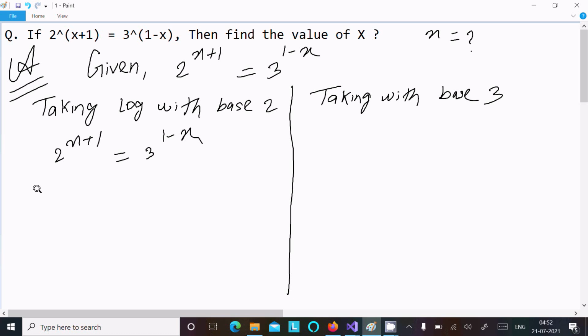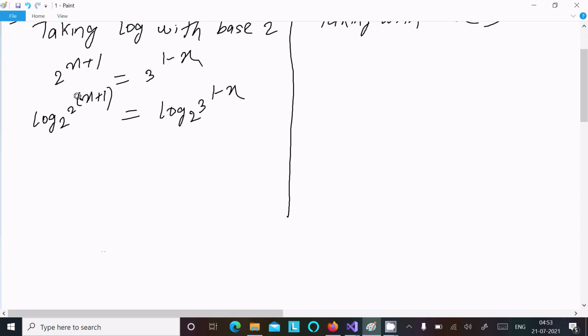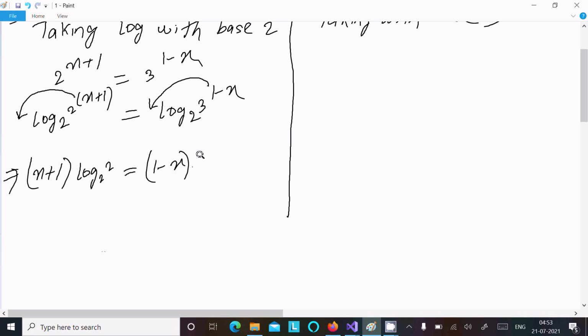Okay, so let's take the log base 2 on both sides: log base 2 of 2^(x+1), and here log base 2 of 3^(1-x). Moving the powers to the front, we can write (x+1) log base 2 of 2, and (1-x) log base 2 of 3.